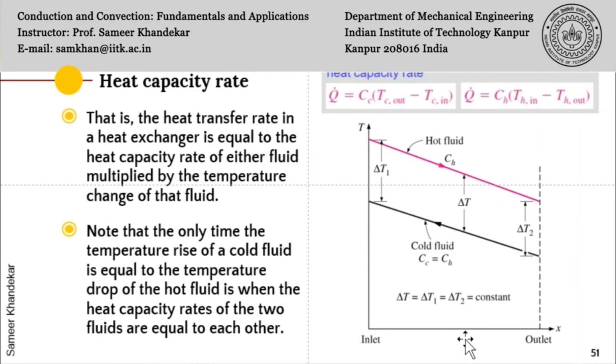In certain cases mass flow rate can be low, but the specific heat is high, and therefore the multiplication comes to a value which can be made equal to the hot fluid value, and vice versa. So keep this in mind that the only time this can happen is when the capacity rates are similar or identical.